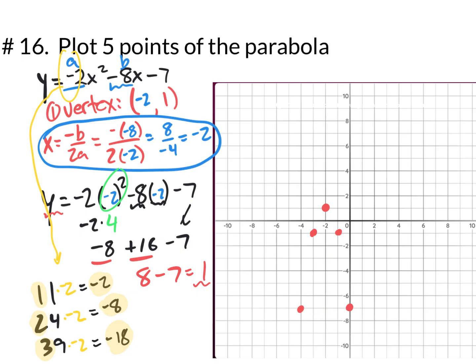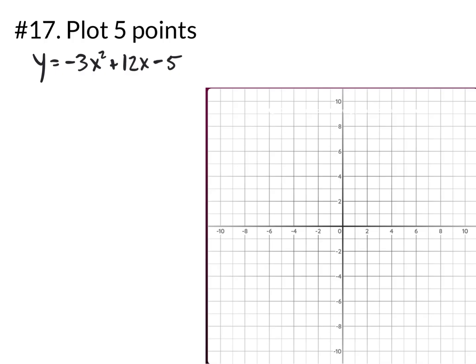And voila, we are done. We have 5 points. 1, 2, 3, 4, 5. That's your parabola opening down. Do you get it? Yep. Good. Let's try modifying and getting this new modified pattern with the a value of -3.